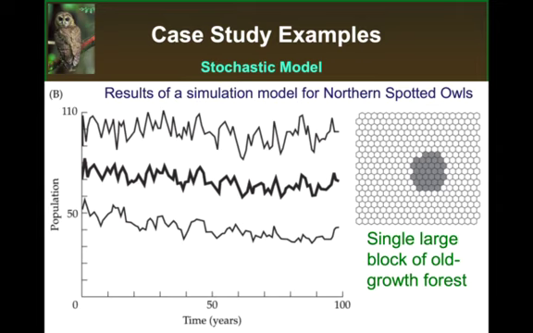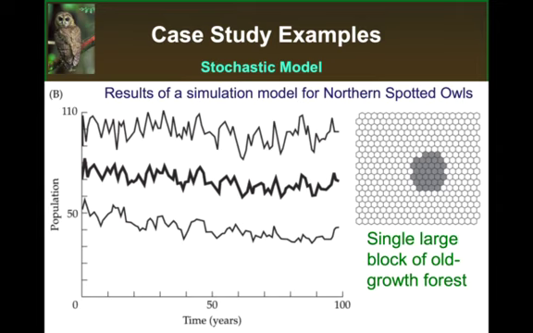Again, we're doing a stochastic model, but the outcome looks a good bit different than what we just saw, right? What we saw before was the population crashing at about 100 years on average. In this case, if we have a single large block of old growth forest, the PVA model, the stochastic model, suggests that after 100 years, the mean population size stays about the same as it does in the beginning. Now, we do have our 95% confidence intervals, and they're actually a little bit wider, meaning that the lower number and upper numbers are a little bit further away from the mean.